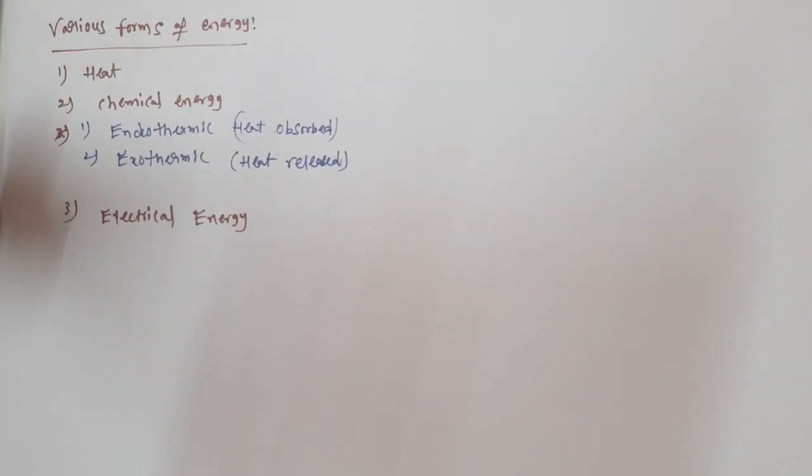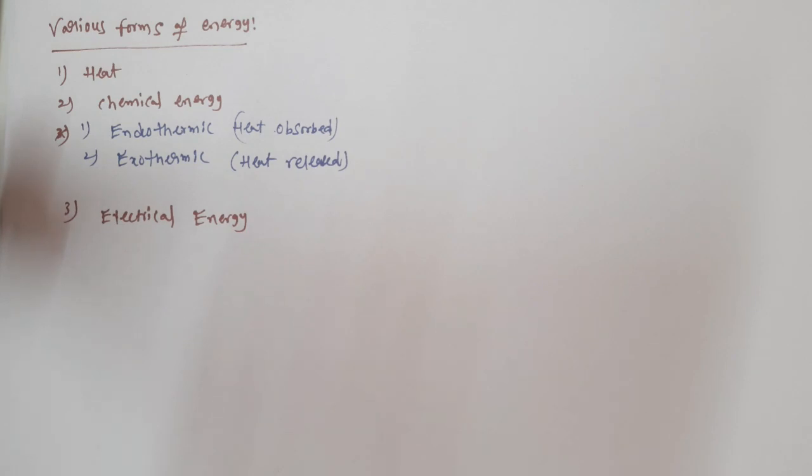Now let us see various forms of energy. The very first one is heat. What is heat? Heat is a form of energy which flows from higher temperature to lower temperature. If a body is at higher temperature, heat flows from that body to the surroundings, or to another body which is at lower temperature.